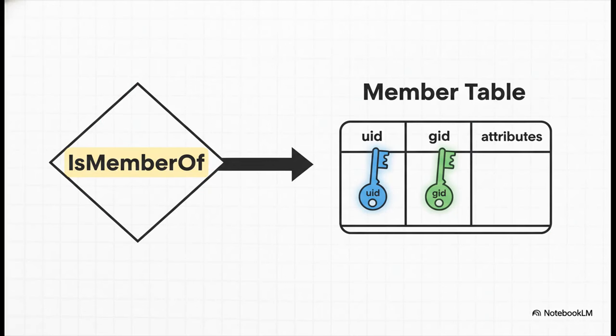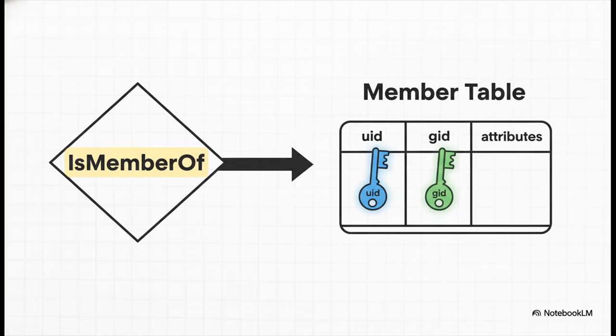But hold on. Look closely. What happened to our diamond, the is member of relationship? This is the most brilliant part. The relationship itself becomes its own table. The member table just holds two pieces of information, the unique ID from a user and the unique ID from a group. That's it. This one simple table connects everything and completely, totally solves the data chaos we started with.